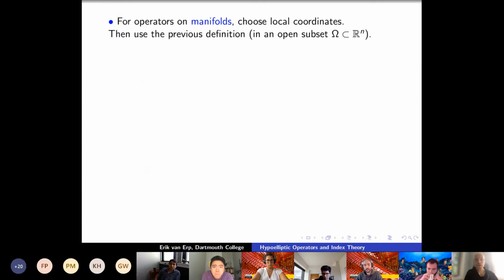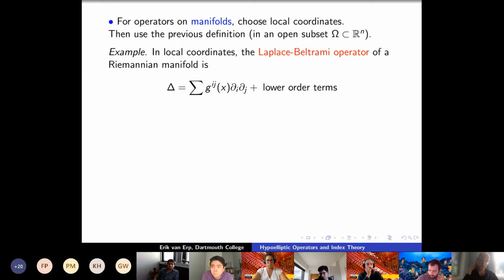All right, and so on manifolds, once you know what to do with variable coefficients, you know what to do on manifolds. You just choose coordinates, and then you use the same definition that we use in Rn. So, for example, the Laplace operator on a Riemannian manifold. There's a formal definition which doesn't really matter, but locally in coordinates it looks like this. There are lower order terms, which are complicated, but they are irrelevant for ellipticity, because ellipticity only depends on the leading term, on the principal symbol. So you don't have to worry about what the lower order terms are.